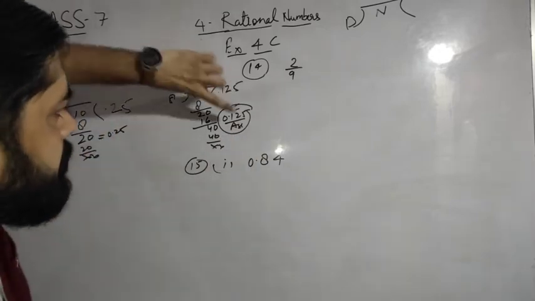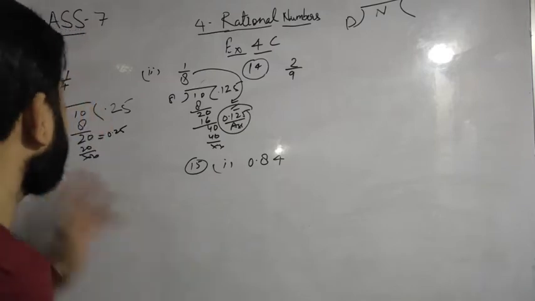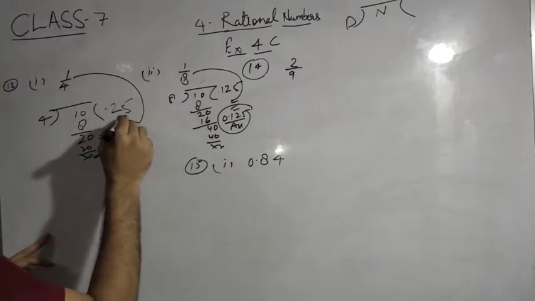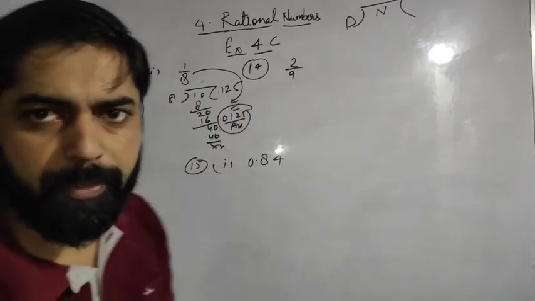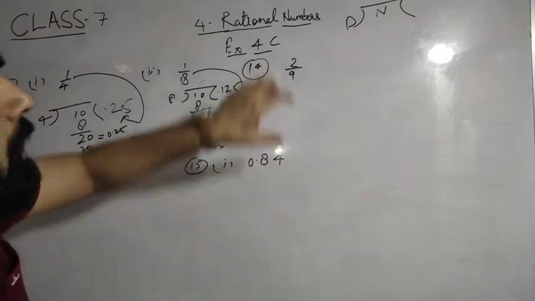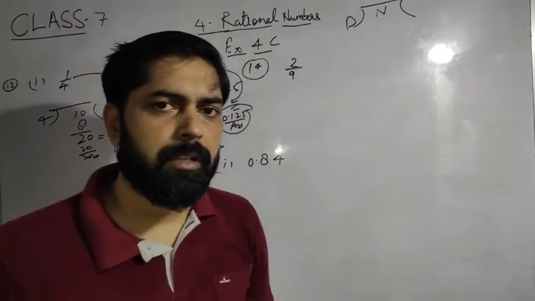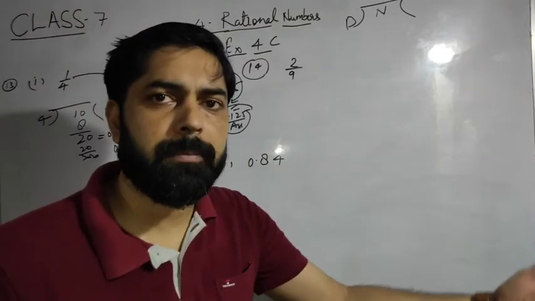This rational number in decimal form is what? 0.125, and this rational number in decimal form is what? 0.25. 0.125 is 1 upon 8. And then the question says write the answer in decimals up to 3 digits.